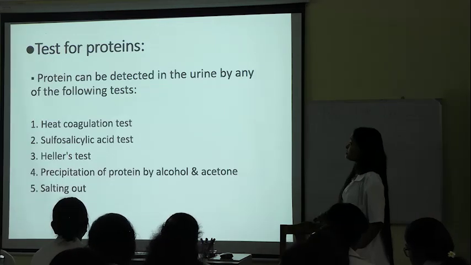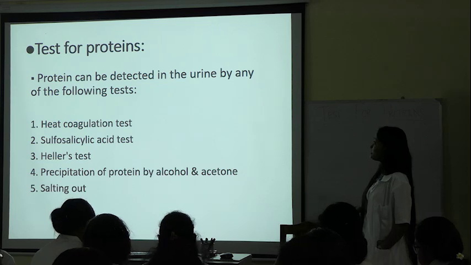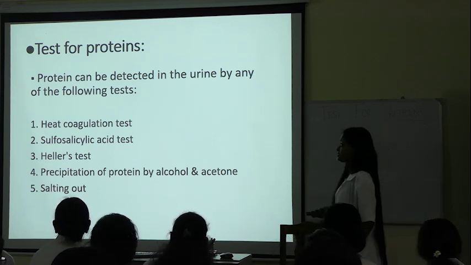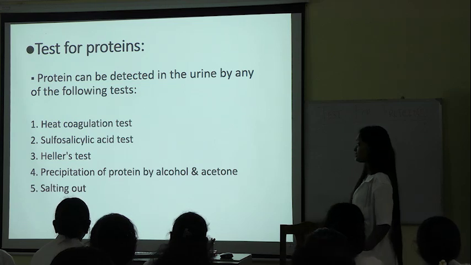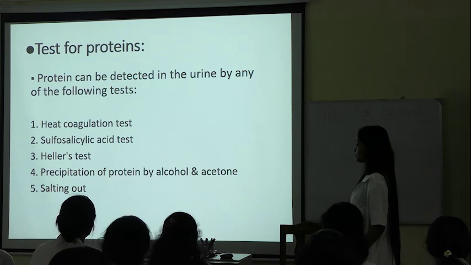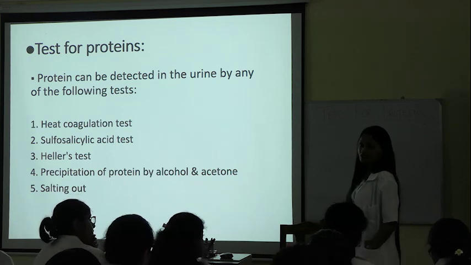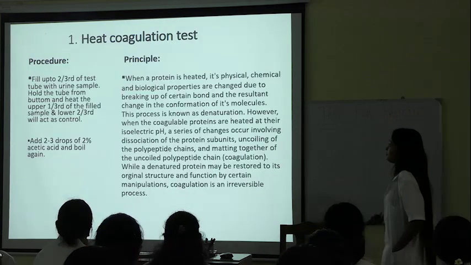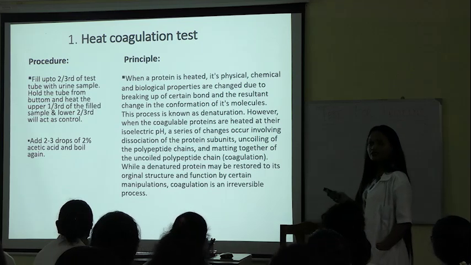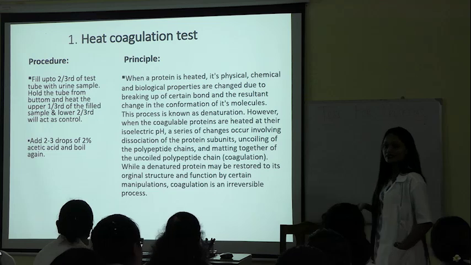Tests for proteins: protein can be detected in the urine by any of the following tests. Number one is the heat coagulation test, second is the sulfosalicylic acid test, third is Heller's test, fourth is precipitation of protein by alcohol and acetone, and fifth is salting out. The heat coagulation test is the main test we are doing in the lab for your exam and practical purposes.